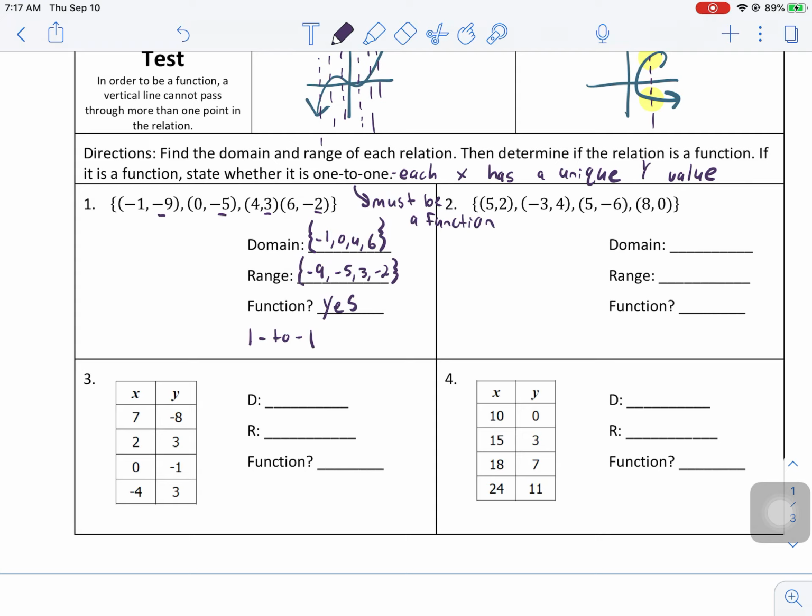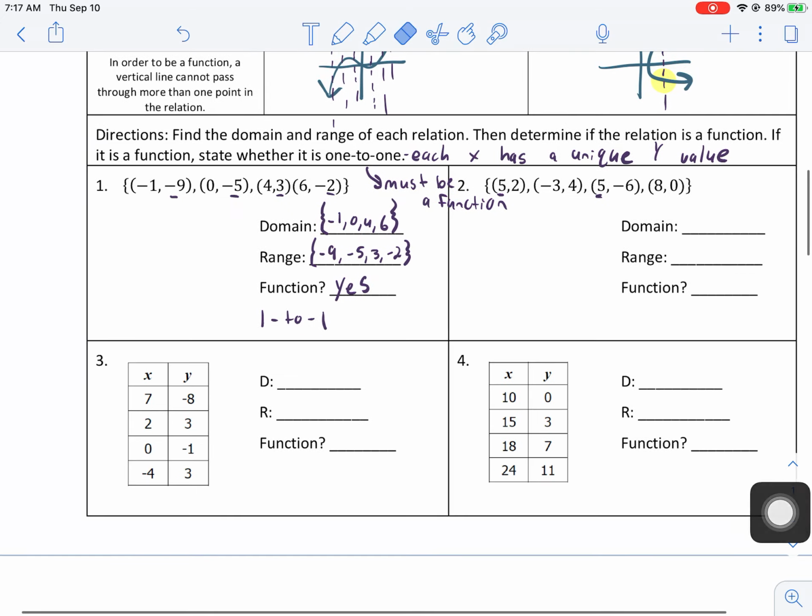For values that repeat, if that would ever happen, you only need to write it once. So looking at this one, right, 5 and 5 is going to repeat, okay? So because it repeats when we're writing our domain, we would only need to write 5 one time, okay?